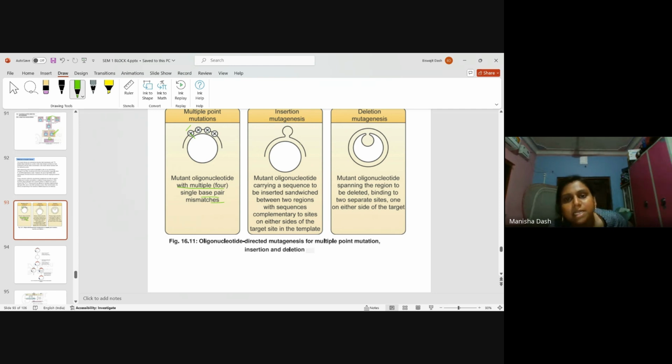And similarly, you can also do insertion mutagenesis, where the mutant oligonucleotide carries a sequence to be inserted, sandwiched between two regions with sequences complementary to the sites on either side of the target site in the template. Then you can also use deletion mutagenesis, where the mutant oligonucleotide spans the region to be deleted, binding two separate sites, one on either side of the target. Okay, so here whatever probe or primer you are using does not contain a particular segment. And here you are using an oligonucleotide that has an excess segment. So in either way, you can detect whether there has been any insertion or deletion.